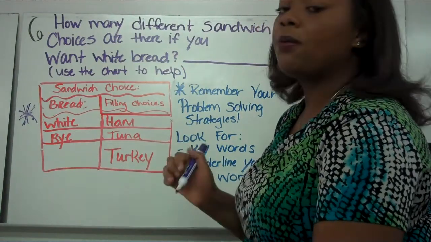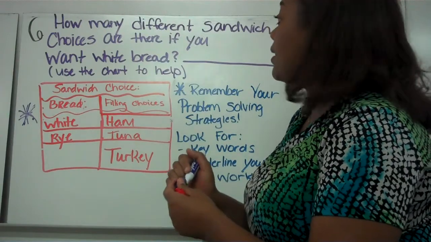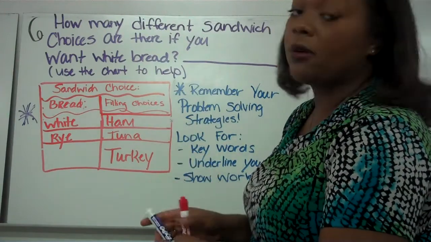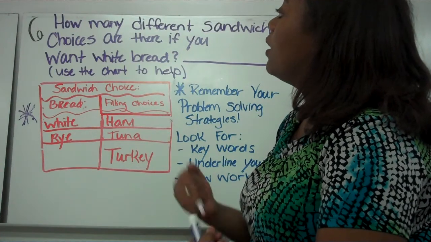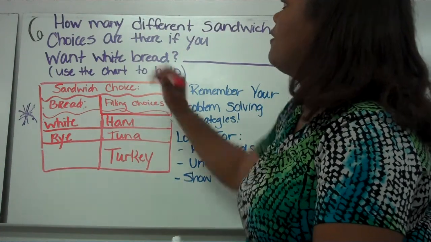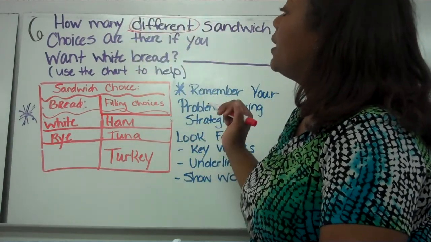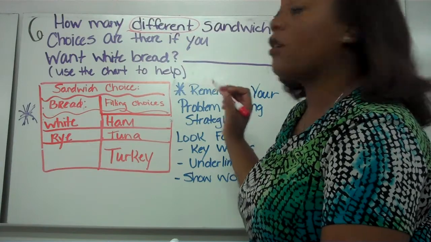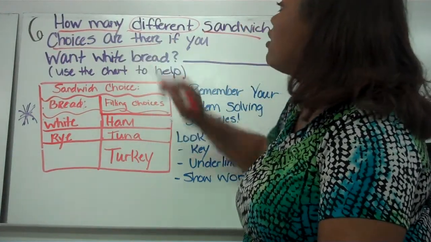Now, in our word problems in class, we talked about circling keywords in our problem that help us. Now, I'm going to read it again. How many different sandwich choices are there if you want white bread? The word different, we know, goes with subtraction, so we know to always pay attention to it. And remember, underline our question. How many sandwich choices are there?